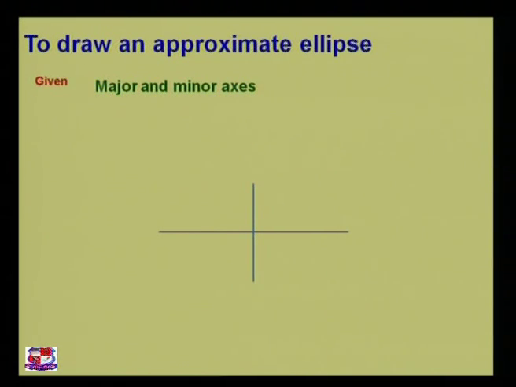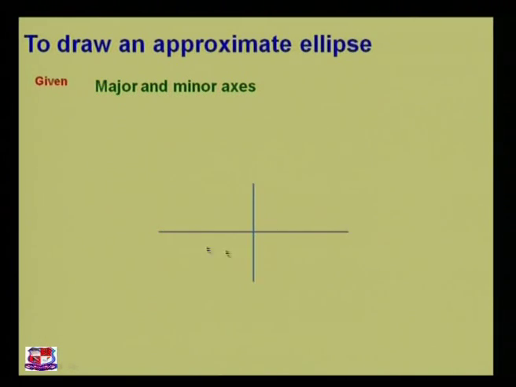Now an ellipse is, in a simple manner, a two-radius circle. These two radii are called the major axis and minor axis. As the name suggests, the major axis means the major diameter and the minor axis means the minor or smaller diameter. How can we draw an approximate ellipse?